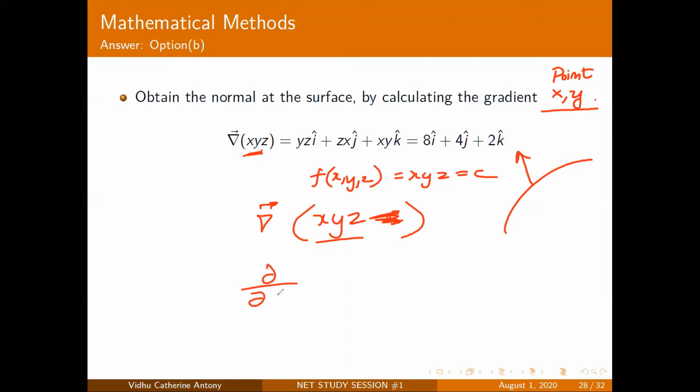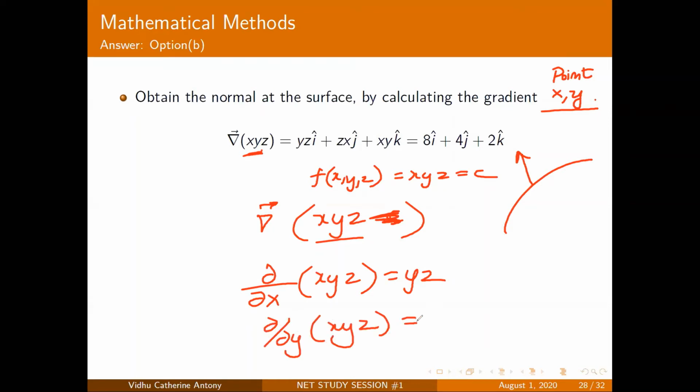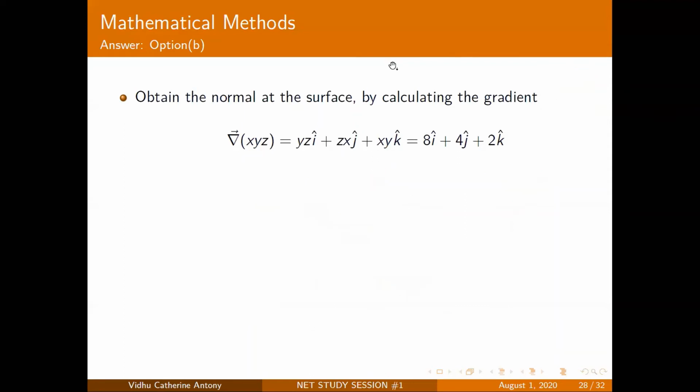How do you take the gradient? You just have to do a dou by dou x of xyz, and you end up getting yz. And then you do a dou by dou y of xyz, and you end up getting an xz, and so on. So you have all these.